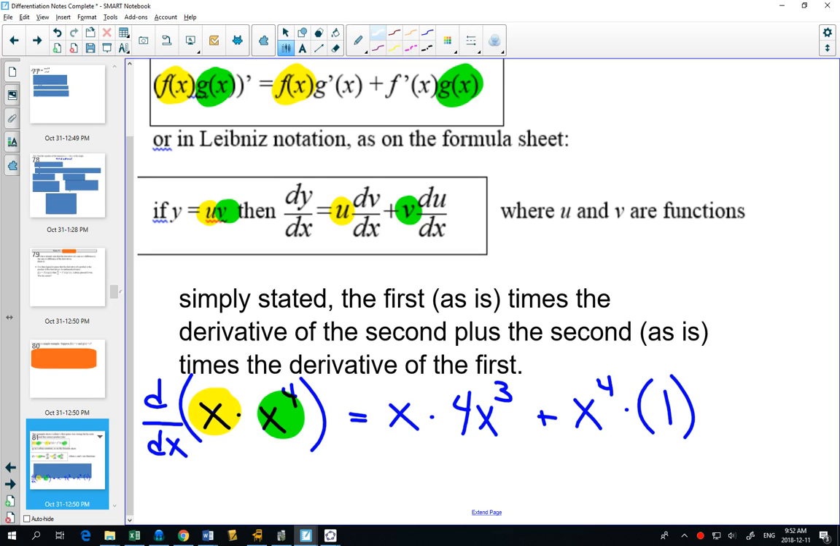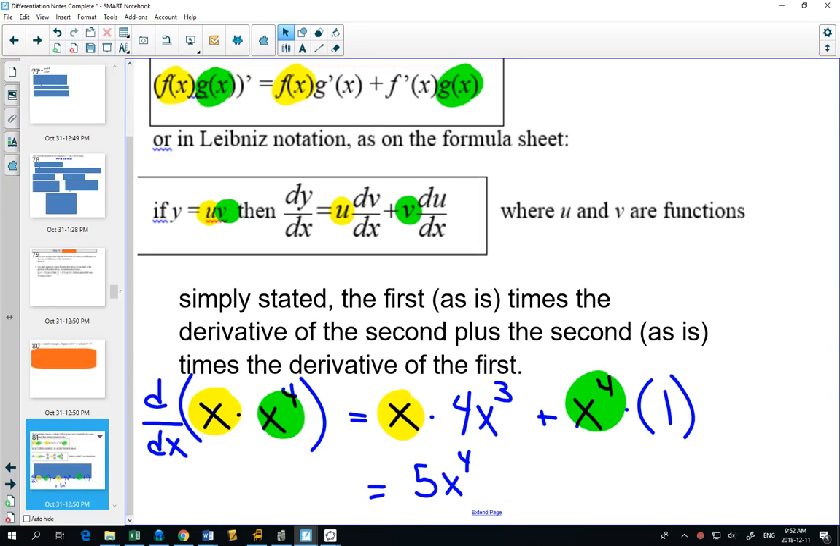So again, I'll color code where I kept things the same. Here I kept the first one the same, and then I have the derivative of the green one. And here I kept the green one the same, and then I wrote the derivative of the first one. What are we going to get? 4x to the 4 plus an x to the 4, which is 5x to the 4.